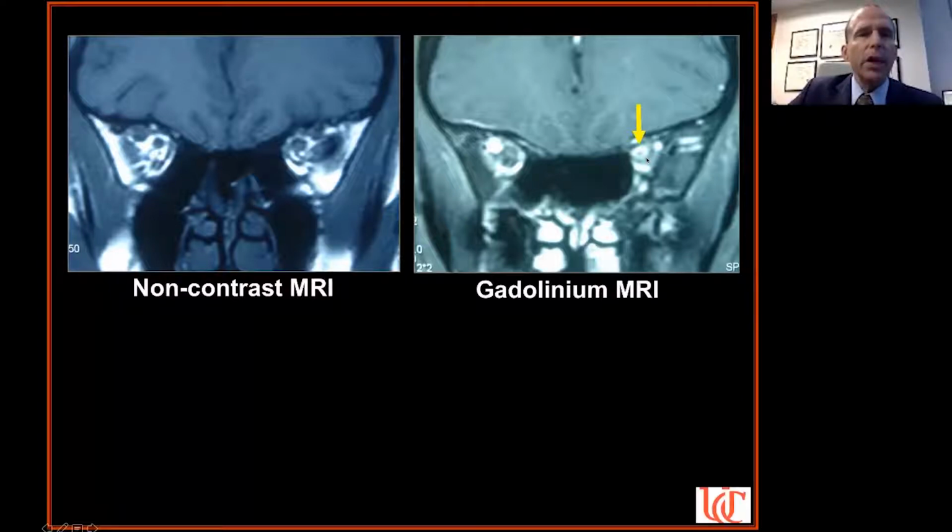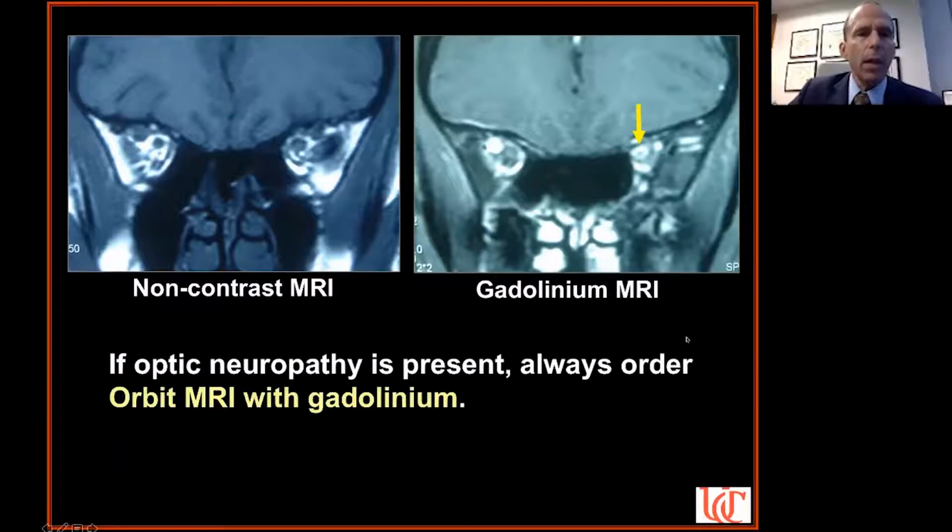This meningioma can be very difficult to diagnose. It's near impossible to diagnose unless you give contrast, in this case, in the MRI, gadolinium. So if optic neuropathy is present, I always get it with contrast. There are very few times that I order an MRI where I don't ask for contrast. Very rare that I would ever do that. So order the gadolinium almost every time.